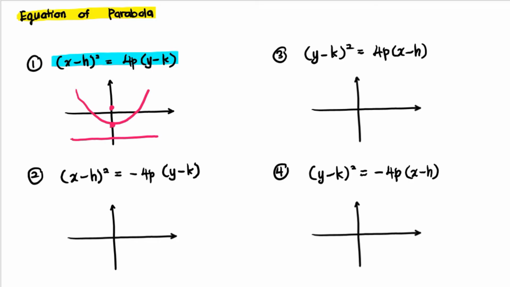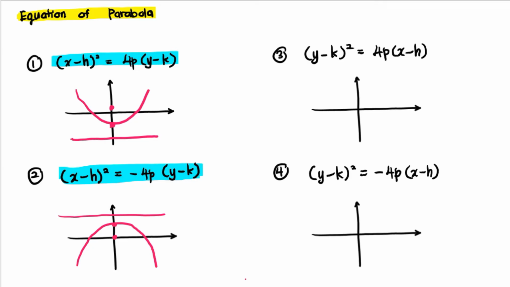And then if we have this form of the equation for the parabola, we will have something which opens downwards. So we have something like this, that one opens downwards. That is the directrix, this is the vertex, and this is the focus.